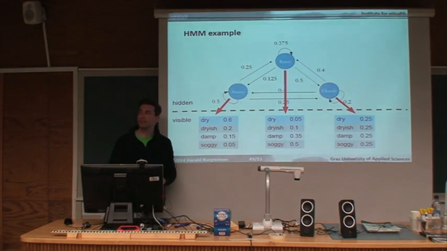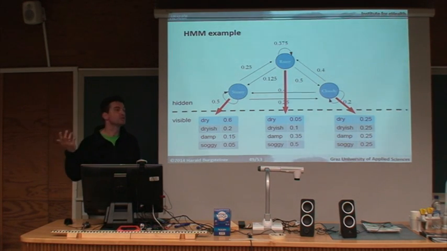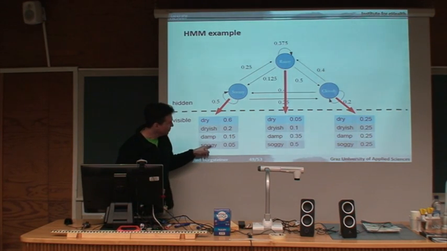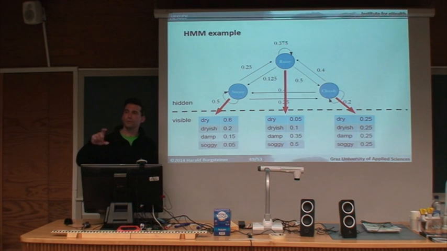But imagine you cannot take a look outside of the window to see whether it's really sunny, rainy, or cloudy. You just have a measurement device that measures the humidity. And you can only make the observation: today the air is dry, dryish, damp, or really soggy. And you watch the development of the humidity for a few days. And then you have to make a guess. How was the weather during the last few days?